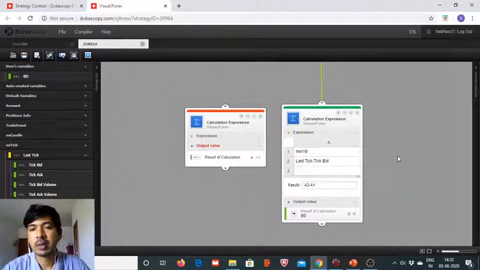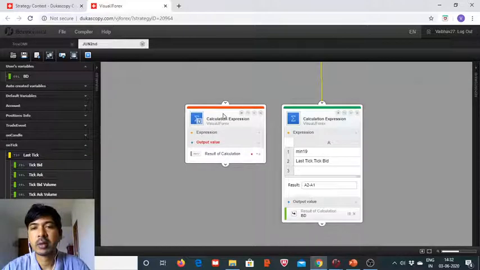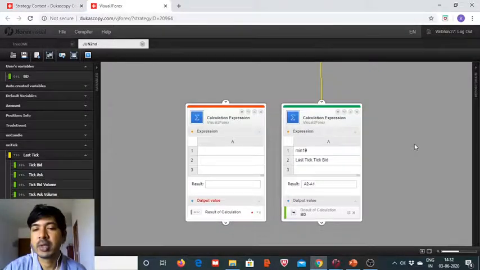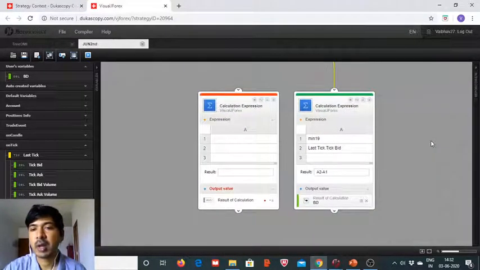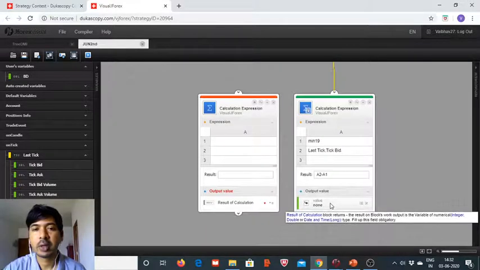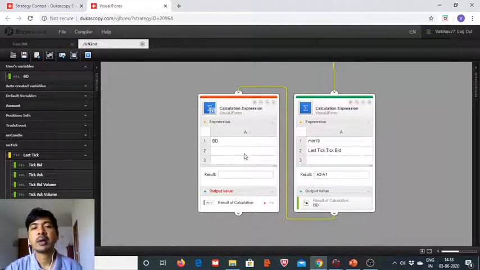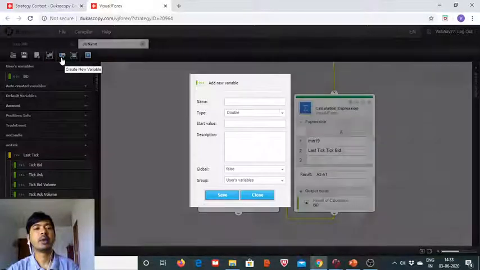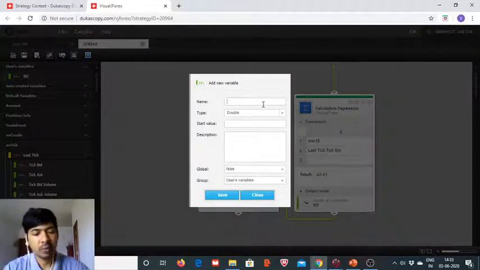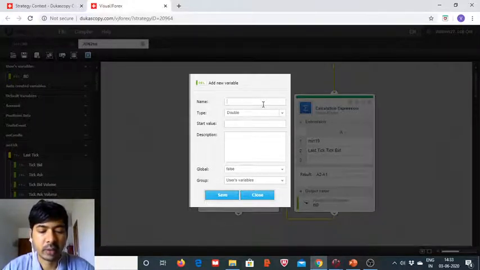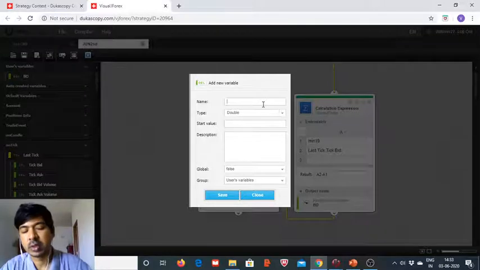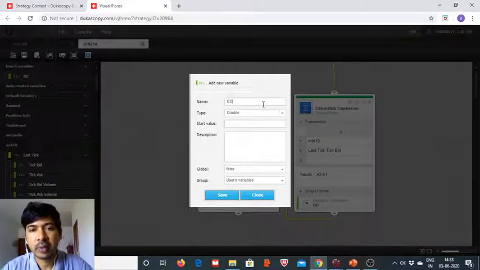Okay, and then we will need to take into account half of this difference. So now we have to take this and multiply it with a new variable, which will be the execution difference, and it will be 0.5.